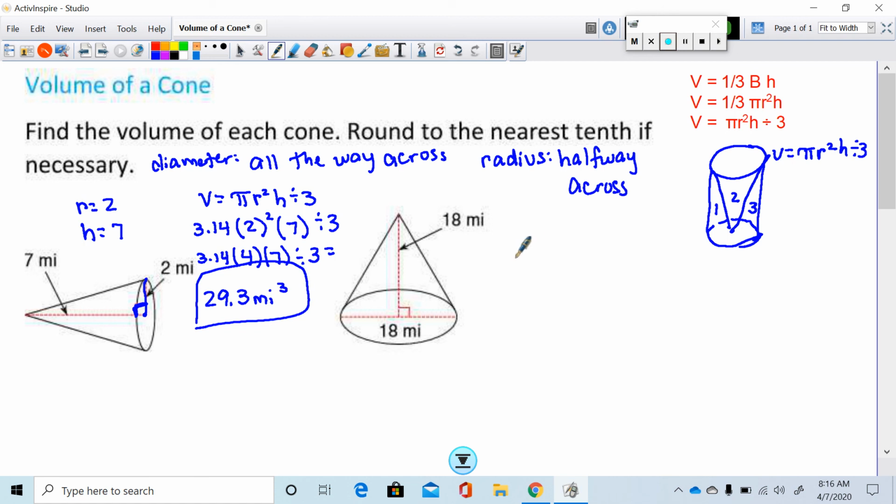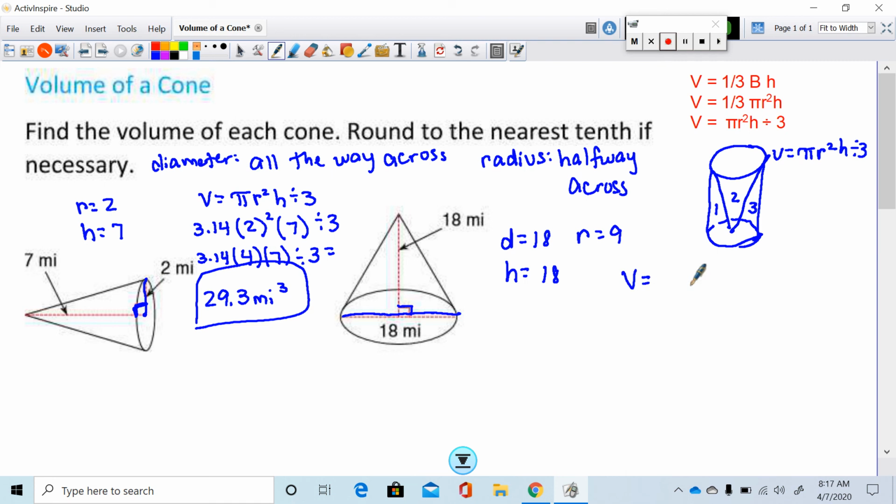Okay, the next one. Look at the circle first. They gave you all the way across. They gave you the diameter. And the height is the other line that's attached to this little box. But the formula doesn't use D, it uses R, a radius. So we've got to get the radius, which all you do is take the diameter and cut it in half. So half of 18 is 9.